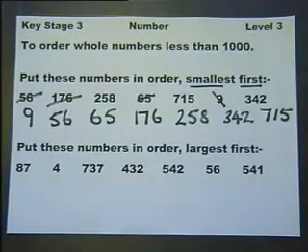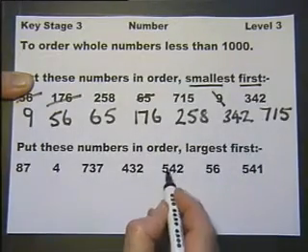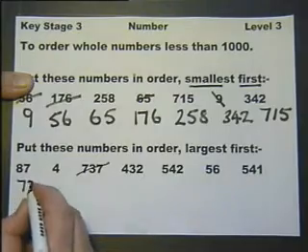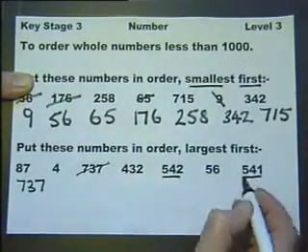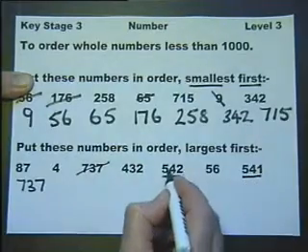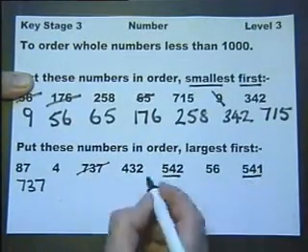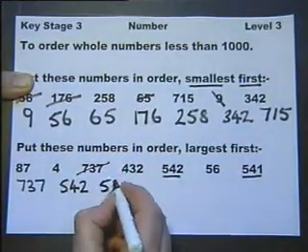Let's look at this next group of numbers and put them in order. This time we'll do the largest number first. So where's the largest number? 500 and, 500 and, 400 and, 700 and. So that's the largest number. Now we've got two that are 500 and. So look at those a bit more carefully. Which one is the larger? 542, 541. 542 is the larger, followed by 541.